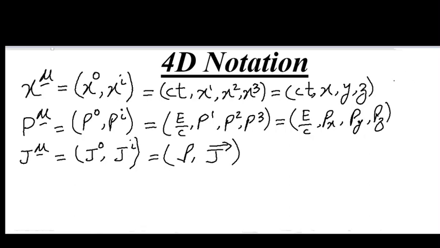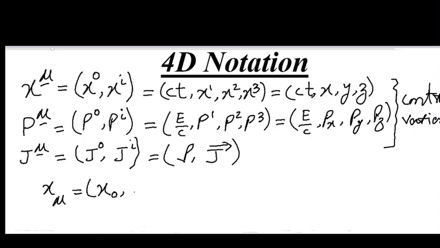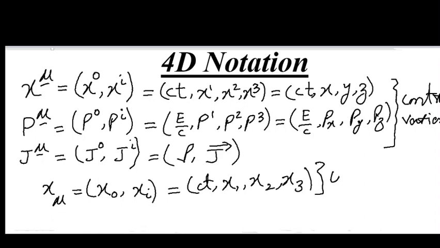All these types of vectors which have an upper index notation are known as contravariant vectors or contravariant tensors. We can also write them in the lower index form. For example, we can write the position vector as x_μ. Again, we will write it in the zeroth form and in the ith form, which is again ct, and x^1, x^2 and x^3. The vectors with lower index are known as covariant vectors or covariant tensors.